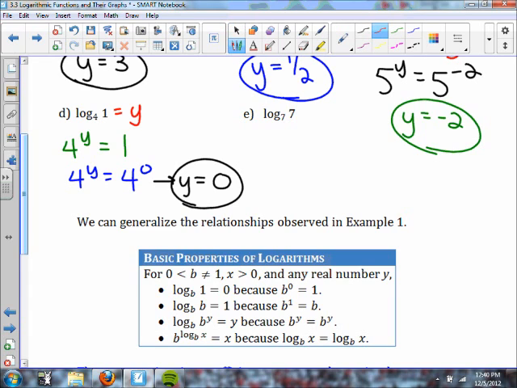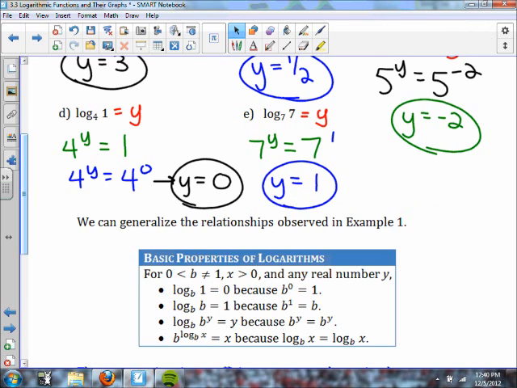Now in E, again, we're going to have 7 to the y is equal to 7. What power is really on the 7? You don't see it, it's a 1. That means y equals 1.